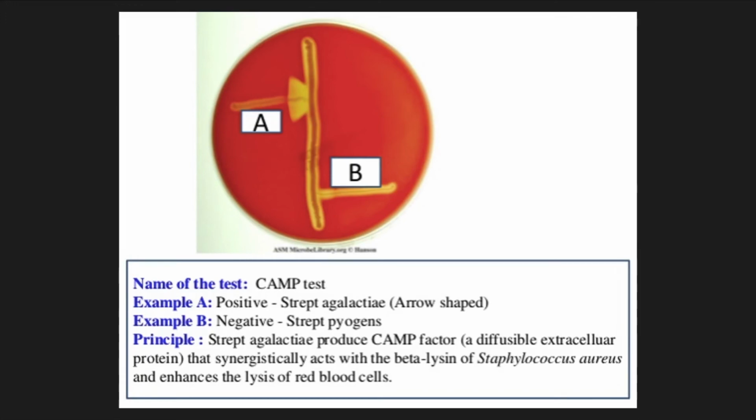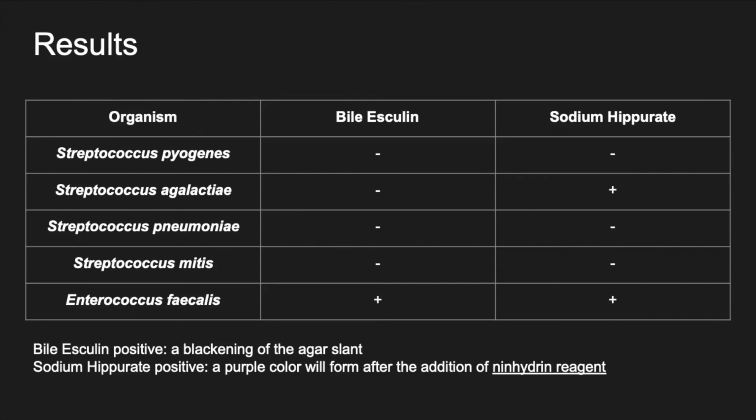So this next slide is just the results that you would have seen from your bile esculin and sodium hippurate tests. Obviously, we can't get into the lab and look at the slides ourselves, so I've attached some pictures that will be helpful, and we'll talk about the results. So for Streptococcus pyogenes, for bile esculin it was negative, and for sodium hippurate, it was also negative.